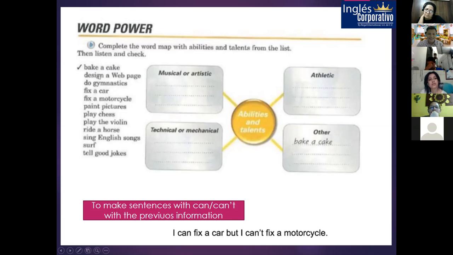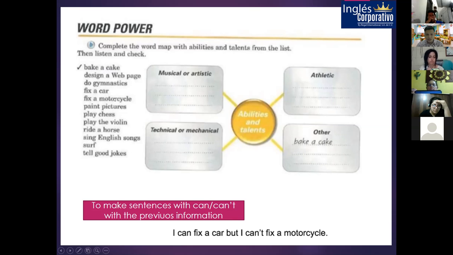Okay, students, let's see. We've got bake a cake, design a web page, do gymnastics, fix a car, fix a motorcycle, paint pictures, play chess, play the violin, ride a horse, sing English songs, surf, tell jokes. You have to make sentences with can or can't with this previous information. If you can do this, you have to write can. If you cannot do this, you have to write, I can't design a web page, right? We're gonna work in groups and you have to share your sentences.